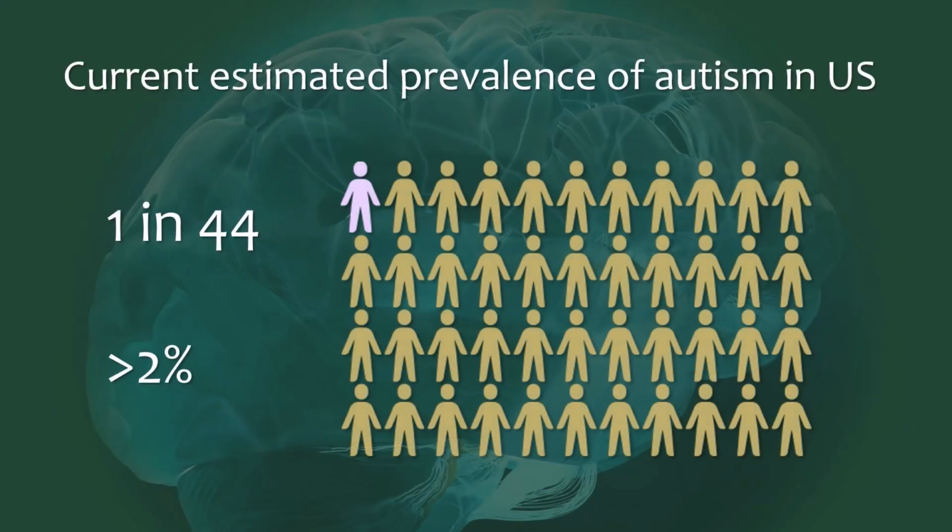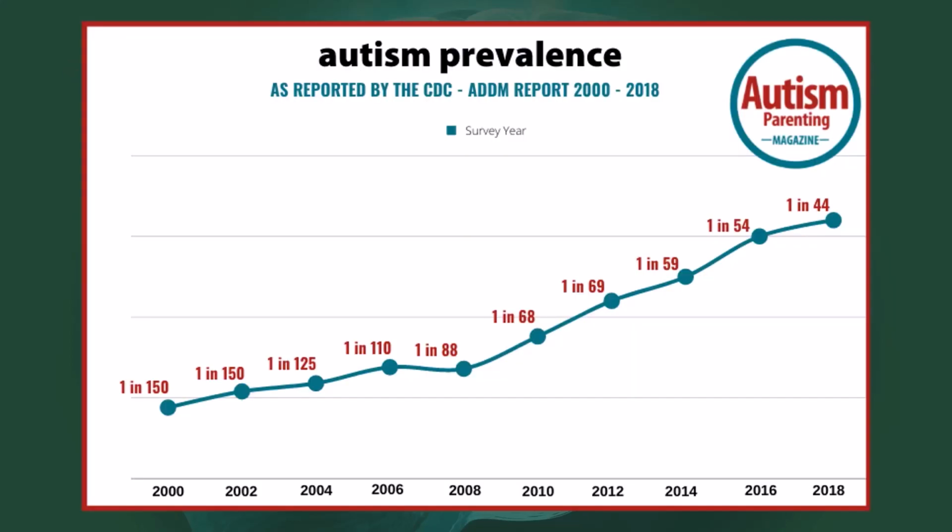Gives us a little snapshot about the current estimated prevalence of autism in the United States. This graphic, borrowed from Autism Parenting magazine, shows us the increase in the estimate of prevalence over the last 20 years or so. So the last figure we had in this was from 2018, which is 1 in 44.